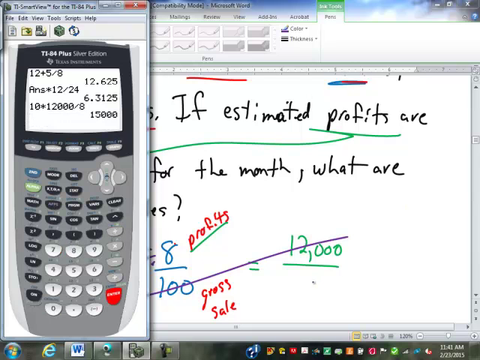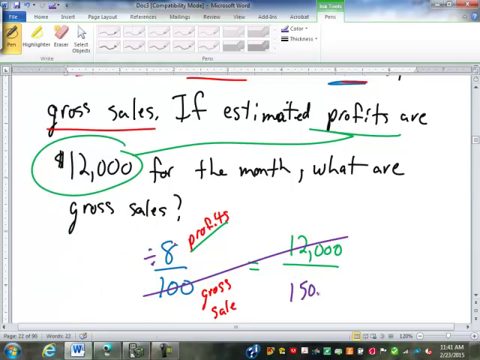Gives us, oops, something wrong. Oh, drop a 0. That's 150,000 is what that should be. There's 150,000 in gross sales for that month. Outside of that, we have to be careful. We have to be careful that we know what we're being asked for.